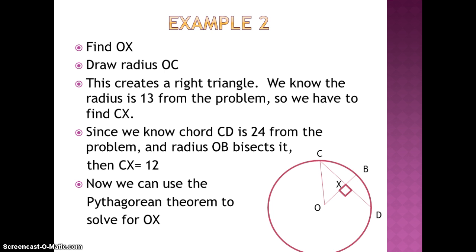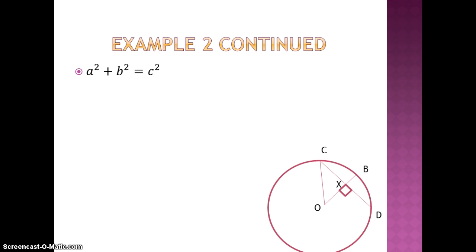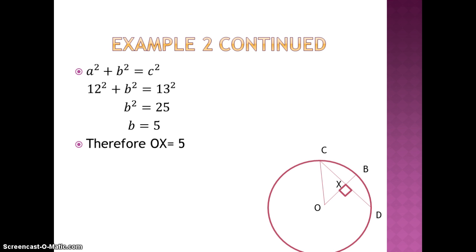Now we can use the Pythagorean theorem to solve for OX. So we have a squared plus b squared equals c squared. So we plug in what we know. We know one of the legs and we know the hypotenuse, which is OC. So we have 12 squared plus b squared equals 13 squared. B squared equals 25. And once we square root that, we get b equals 5. Therefore, OX equals 5.